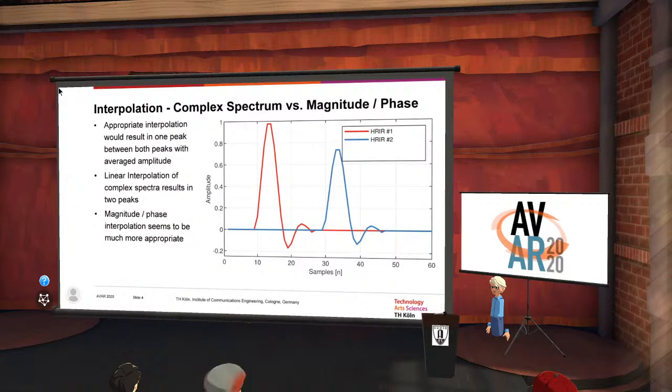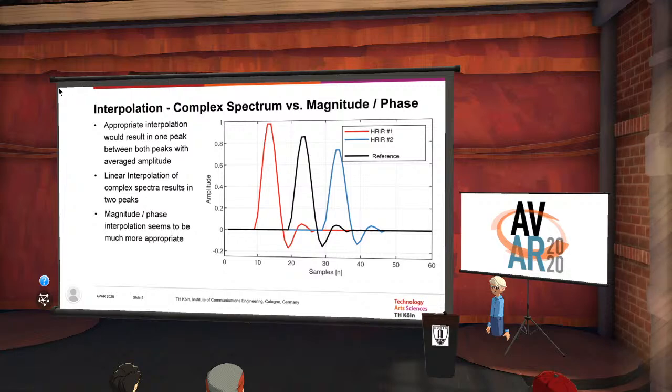We will see. At the very beginning, some description, to give you some idea what the difference is between doing the interpolation of the complex spectrum and on magnitude and phase separately. I have a very simple sketch of two HRIRs, maybe for different directions, and only the left ear is shown. And we would like to interpolate to a direction exactly in the middle between them. And you all would agree that this should look something like that. The amplitude is averaged, and the initial time delay is somehow averaged as well.